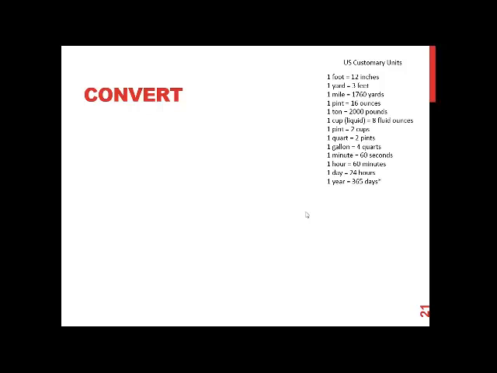Let's do some conversions. I've got our US customary units up there for anyone who has forgotten or has not learned those. Convert 3 days to minutes. Now we have 3 days, and when I multiply, I want to multiply by something with a day in the denominator, because I'm going to cancel my days. We'll divide out my days to get rid of that day term up there. So I need to convert 1 day to something else, and 1 day is 24 hours.